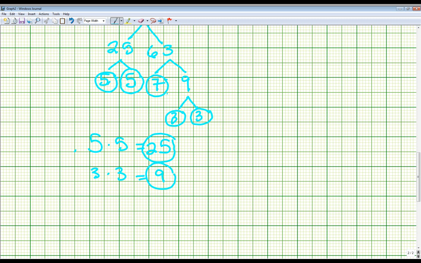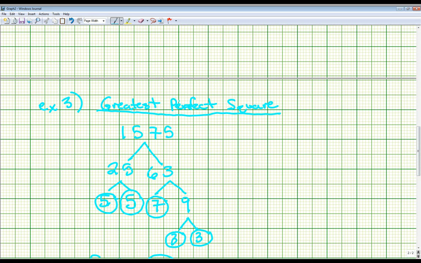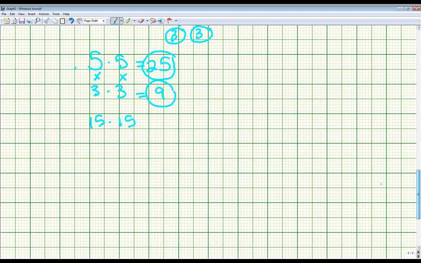We don't have 2 7s, so we actually can't use the 7 when we're trying to find the greatest perfect square. So if you take a look at this, there are 2 5s and 2 3s. Since those match up together, we can actually multiply those together to get 15 times 15. So 15 times 15 would actually give us a bigger number than 25 or 9. And in our directions up here, they're wanting us to find the greatest perfect square. 9 would work and 25 would work, but those aren't the greatest perfect square.